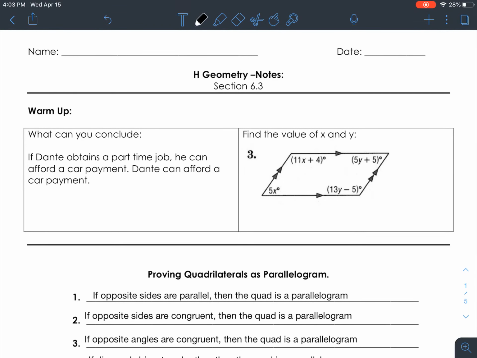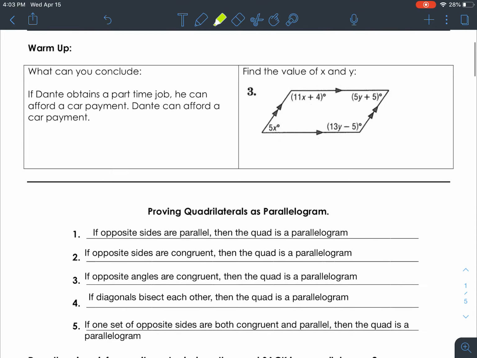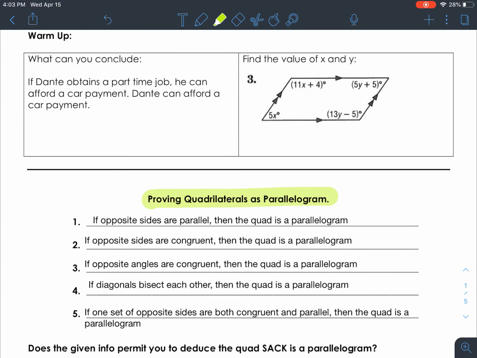Okay, guys, so in this lesson of section 6.3, we're talking about the converse of what we did in section 6.2. In section 6.2, we were given that it was a parallelogram, and then we had those 7 different properties that we could state were true because we were given it was a parallelogram. What we're doing today is trying to prove quadrilaterals are parallelograms. So rather than being given that it's a parallelogram, we're now trying to prove that it's a parallelogram.